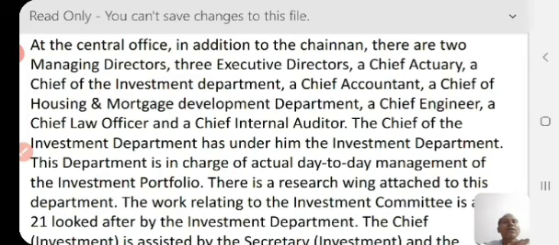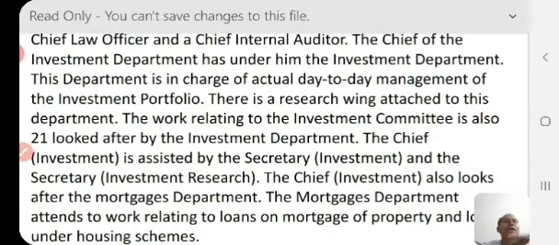The chief of the investment department has under him the investment department. The department is in charge of actual day-to-day management of the investment portfolio. There is a research wing attached to this department. The work relating to the investment committee is also looked after by the investment department.